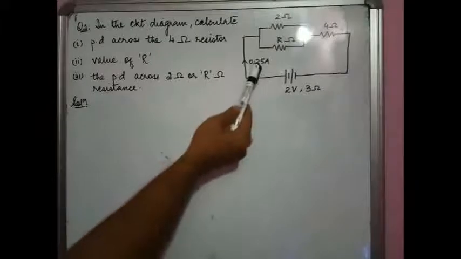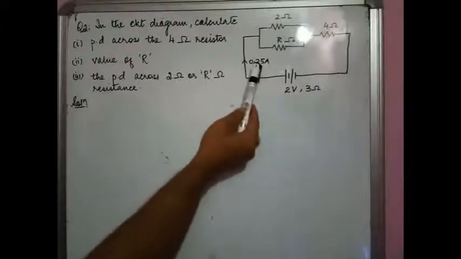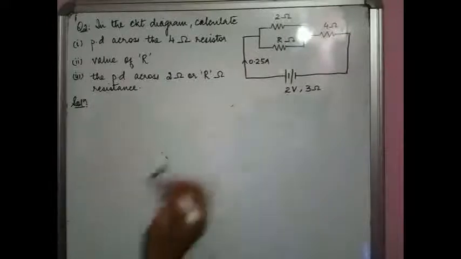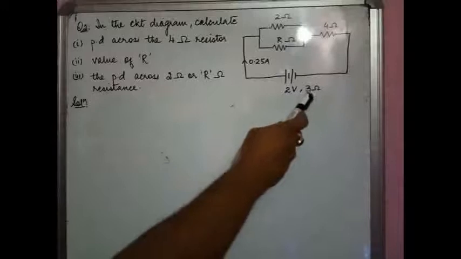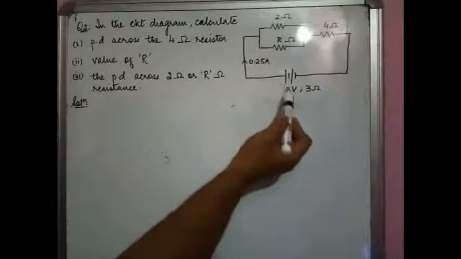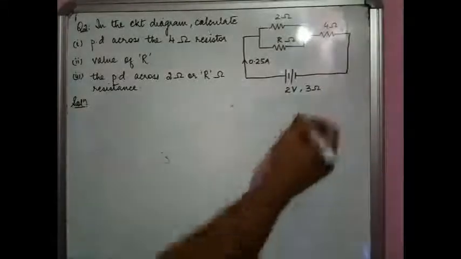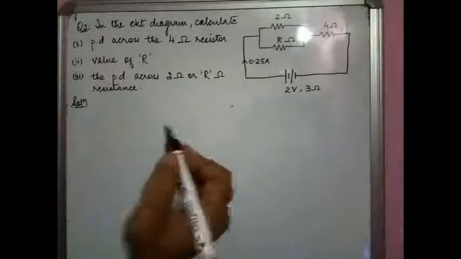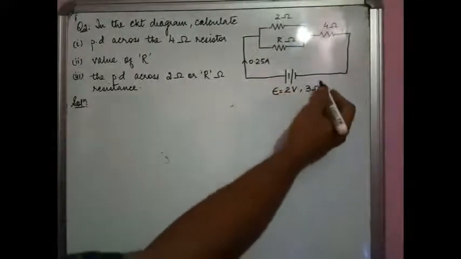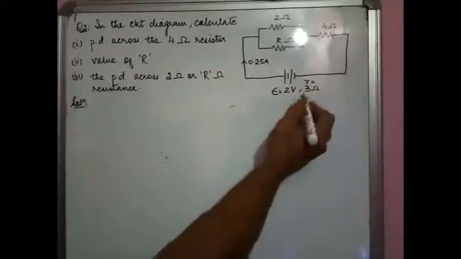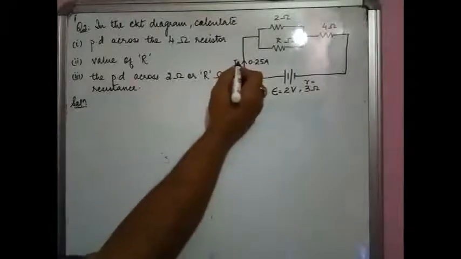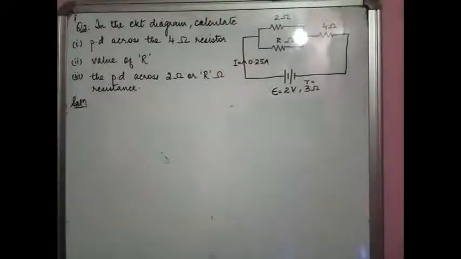Okay, the overall current flowing in the main branch is 0.25 amperes. The battery EMF is 2 volts, and the battery also has an internal resistance of 3 ohms. Because this 3 ohms value is written next to the battery voltage, we will have to take it as the internal resistance of the cell. So you can immediately label the EMF of the battery as 2 volts, and the internal resistance of the battery as 3 ohms. The main current, which is the current flowing in the main circuit, is 0.25 amperes.